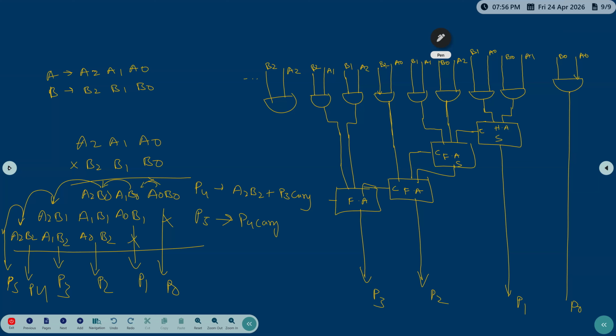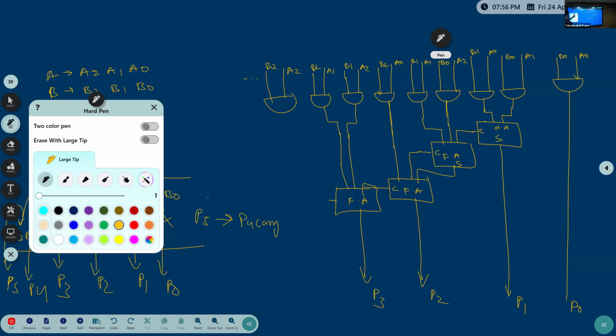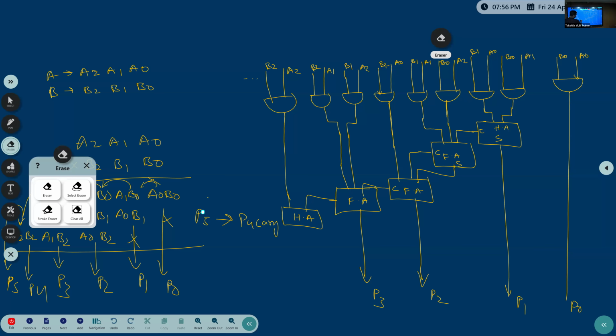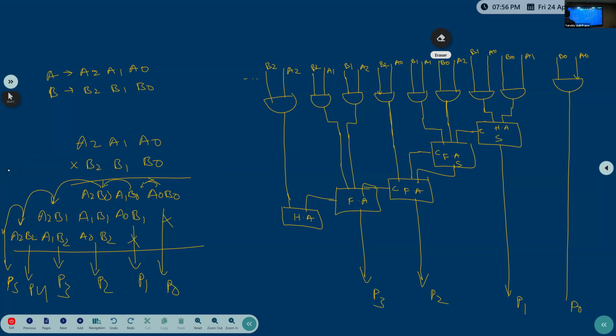Okay, so P2 carry. Here, how many bits do I need to use? 2 bits. This is 1 bit, this is 1 bit. Which one do I need to use? Half adder. A half adder will have how many outputs? 2 outputs, right? One is P4, one more is P5, carry and sum. This is the circuit for a 3 into 3 multiplier. Clear? Any questions, doubts here?